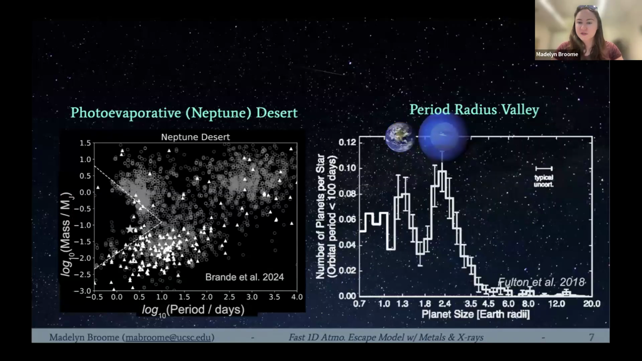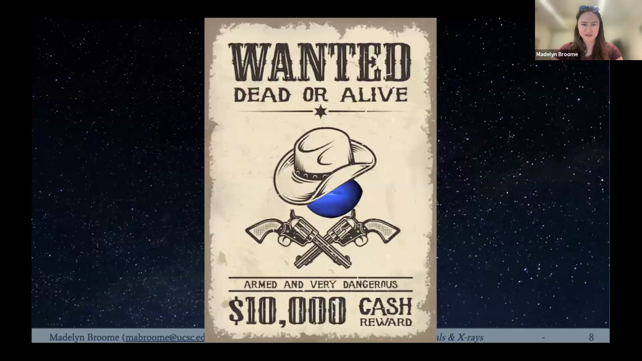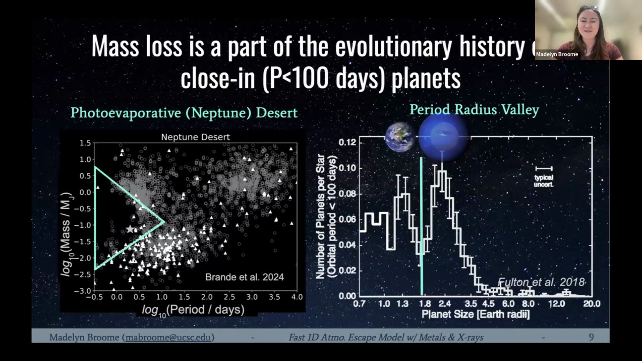So, while the idea of atmospheric escape originally came from theory, it has been seen in exoplanet demographics. We have these classic exoplanet demographic plots, period and mass on the left and planet size versus number histogram on the right. And these two features are not completeness issues. These planets are actually missing. Even though atmospheric escape is not the sole architect of these demographic features, it is definitely a contributor, which tells us that mass loss is an important part of the evolutionary history of these close-in planets.